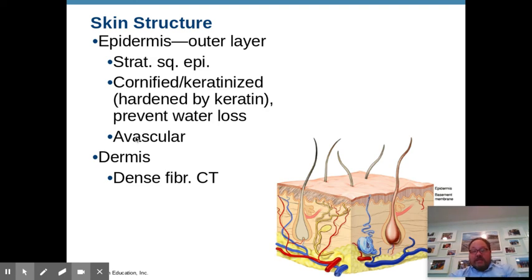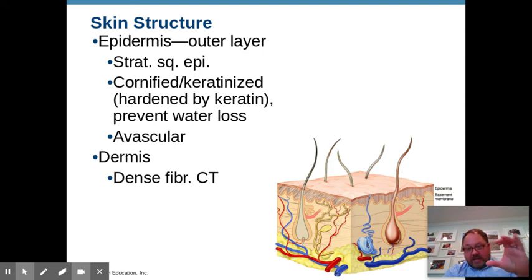It is avascular. That means there's no blood vessels. You don't really need blood vessels, though, right, if the cells are dead. So you don't have any blood vessels there. So you can scrape some cells off the outside layer and you don't have any bleeding that occurs. If someone's bleeding, then you've gotten down into the dermis.